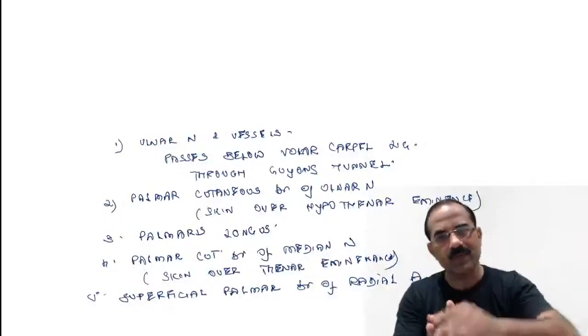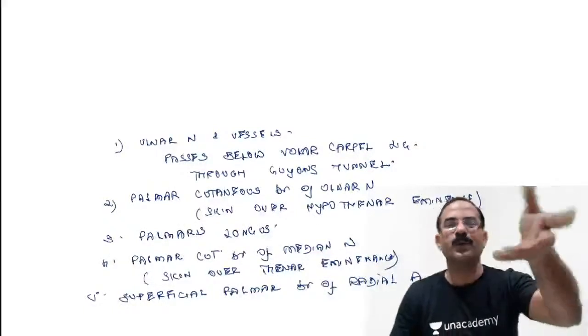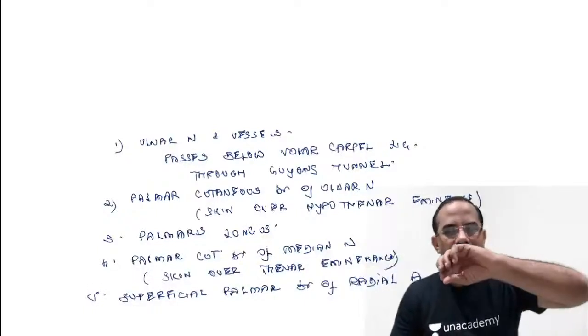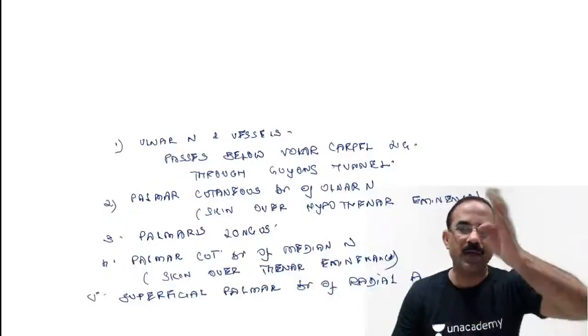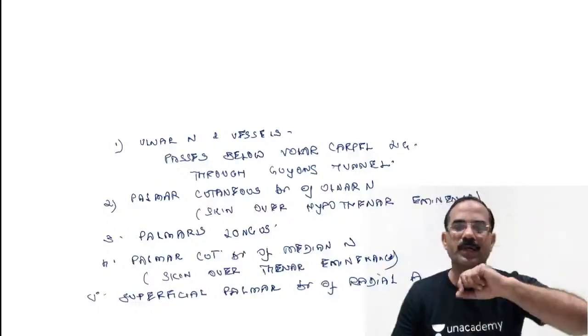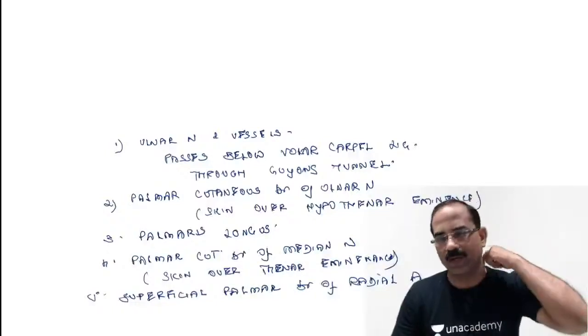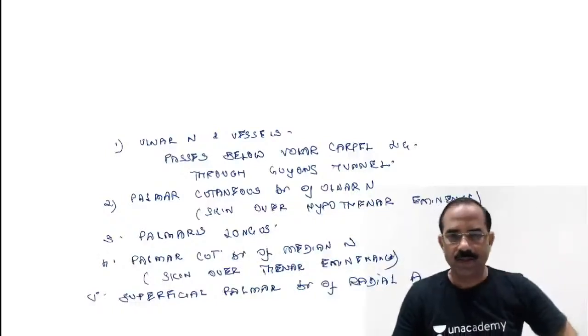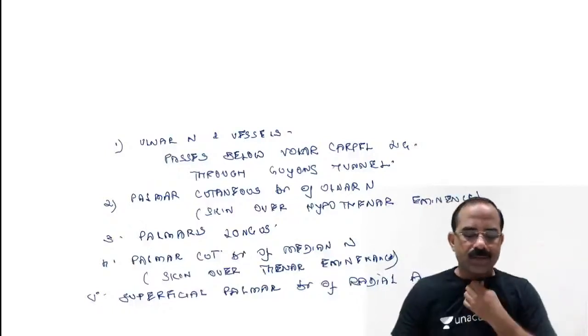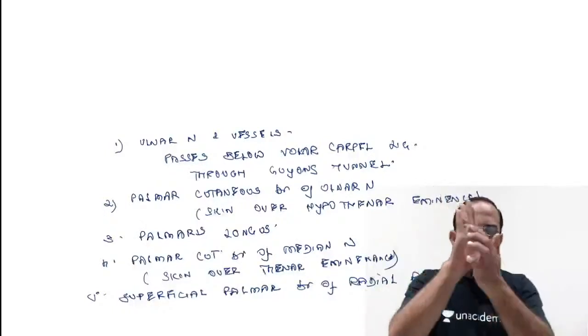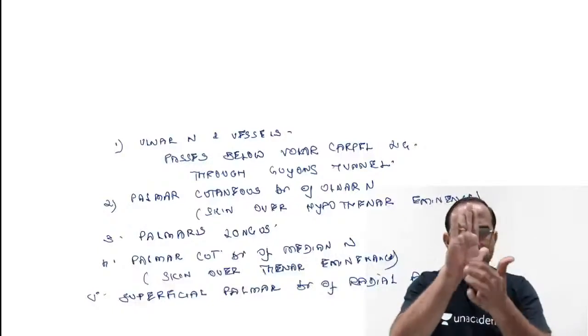This ulnar nerve and vessels will enter the hand through a tunnel here named the Guyon's tunnel. And how is the Guyon's tunnel formed? It is formed between the flexor retinaculum and the volar carpal ligament. That's the Guyon's tunnel. What passes through the Guyon's tunnel? Ulnar nerve and vessels.